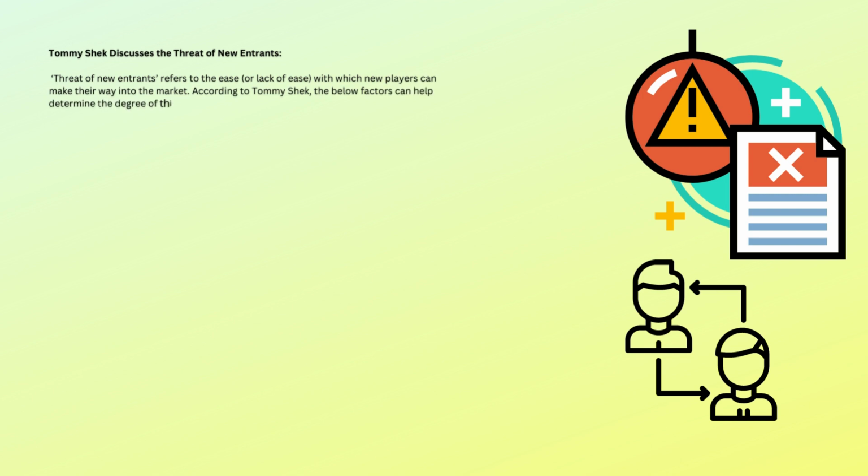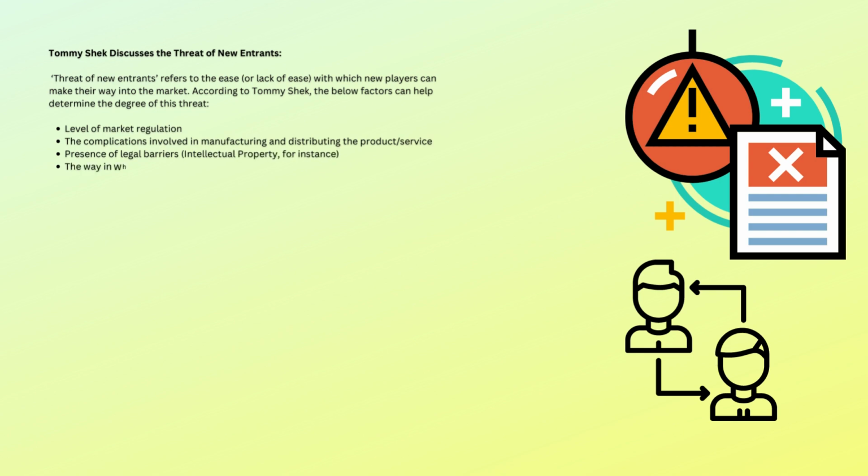Level of market regulation. The complications involved in manufacturing and distributing the product/service. Presence of legal barriers, intellectual property, for instance. The way in which existing players would respond to a new entrant. The current barriers to entry. Whether new players have recently entered the market, and, if so, how.